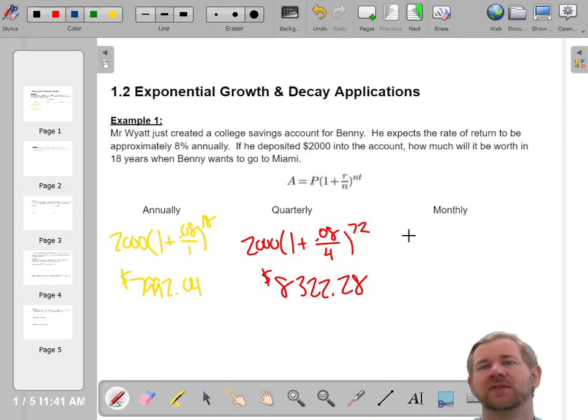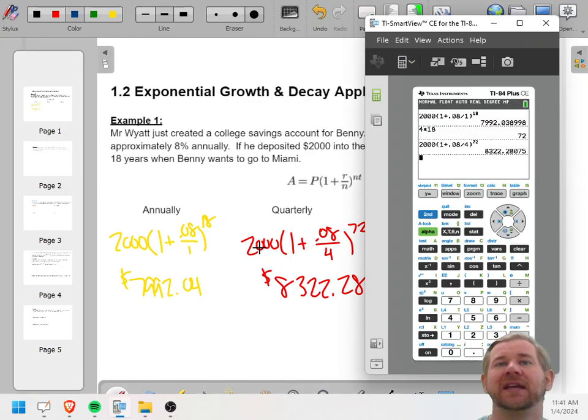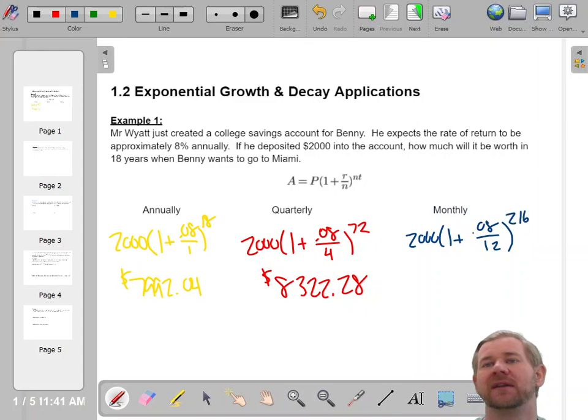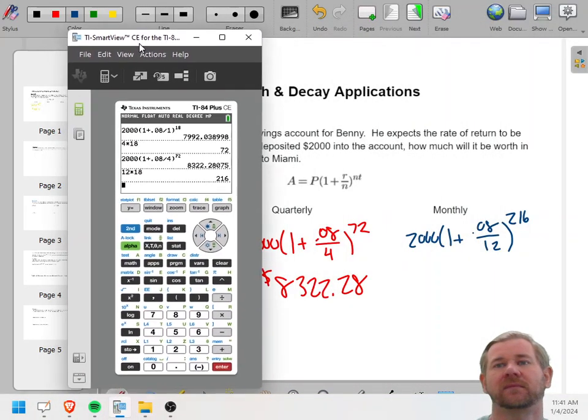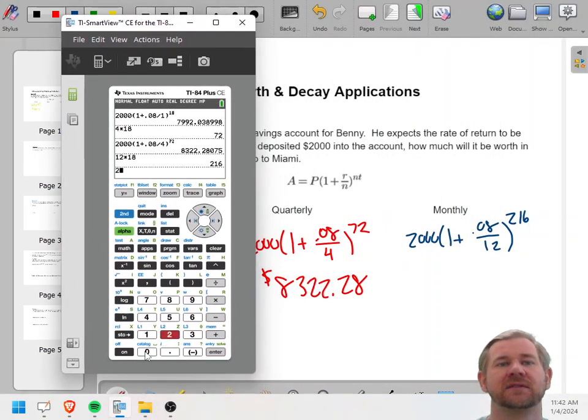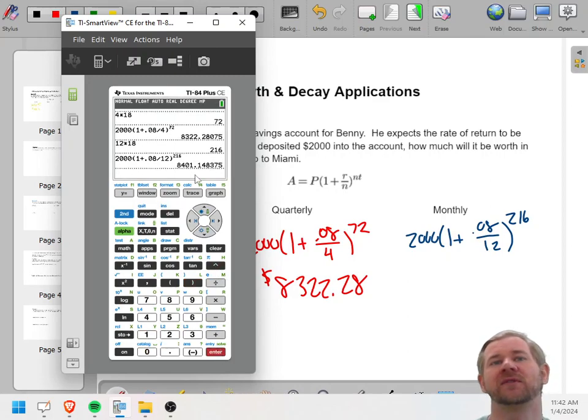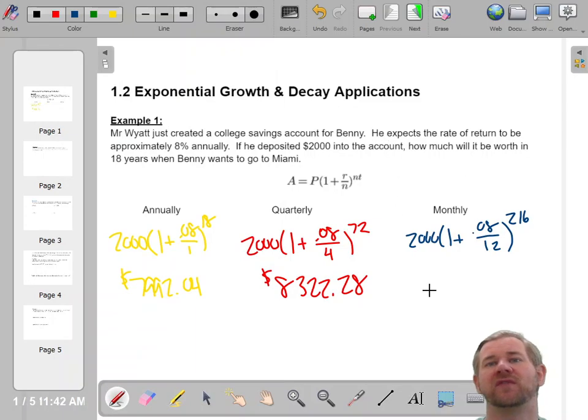Let's find out. 2,000, 1 plus. Now you're getting 1/12 of the interest rate, but if you do something 12 times a year for 18 years, that's 216 times you're compounding the interest. So 2,000, 1 plus 0.08 divided by 12, and now I'm compounding the interest 216 times, so that is $8,401.15.